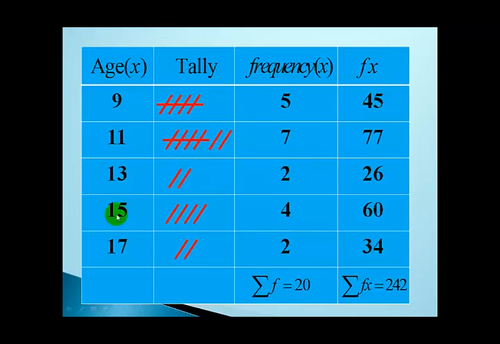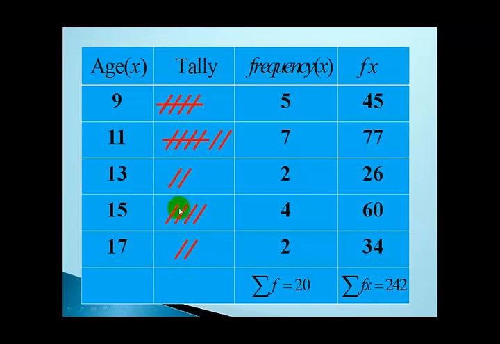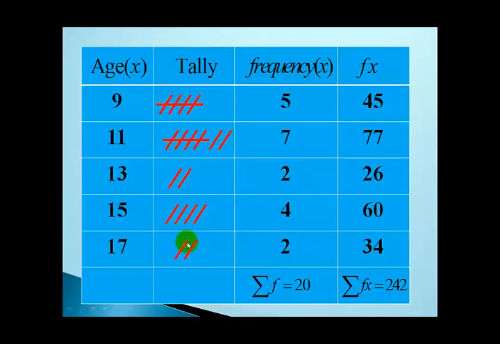Now age 15, we go back to the table. We have 1, 2, 3, 4. So we have 1, 2, 3, 4 and the frequency is 4. Now with age 17, we go back to the data. Age 17 we have 1, 2. And so 17, the tally we have 1, 2 and the frequency is 2. So we have the table, we have the age, we have the tally, we have the frequency.